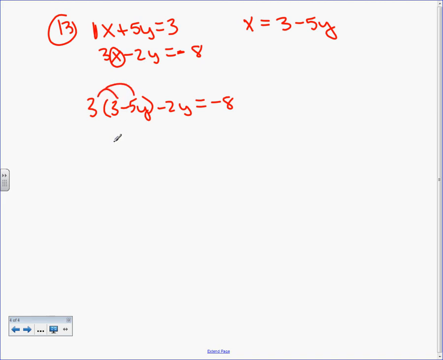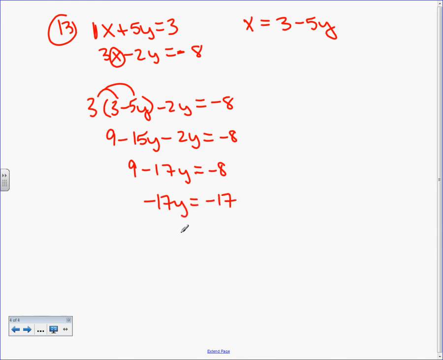Distribute with me. What do we get? Crickets? 9 minus 15y minus 2y equals negative 8. Very good. Combine like terms. So 9 minus 17y equals negative 8. What do I do? You're going to subtract 9 and you get negative 17. Divide by negative 17 and y is 1.